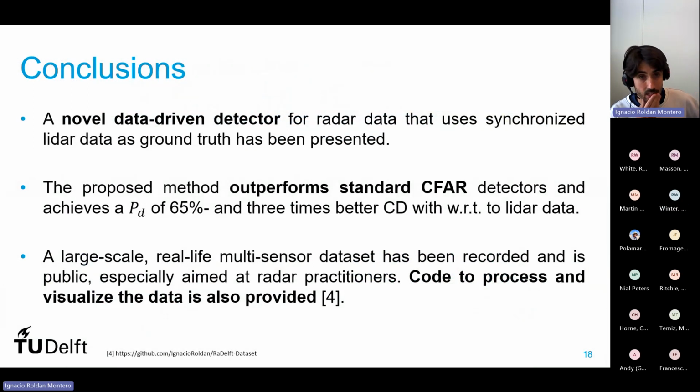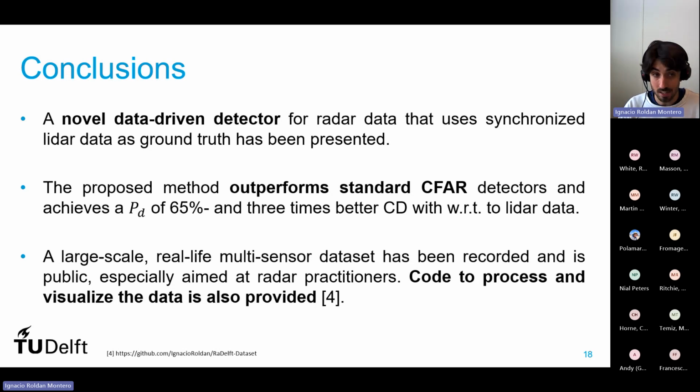To finish this talk, I just want to summarize a little of what I have done. The main message is that we have trained a deep learning detector using LiDAR data. But after it's trained, you can remove the LiDAR and just use the radar. And this neural network achieves 3 times better chamfer distance, when compared with LiDAR, than the standard CFARs. And for the CFARs I have compared, believe me, I tried everything I could. I have tried different window sizes, different hyperparameters, different types of CFARs.